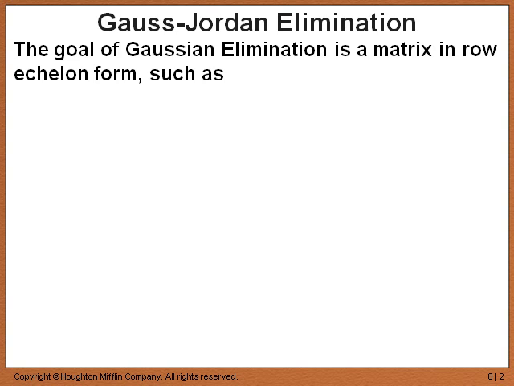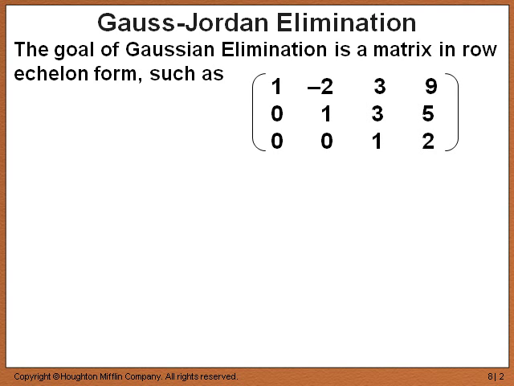We know that the goal of Gaussian elimination is a matrix in row echelon form, such as this matrix. This is a typical matrix in row echelon form. We have zeros in the bottom left portion of the matrix. We have ones on the diagonals and other constants in the remaining portion of the matrix.